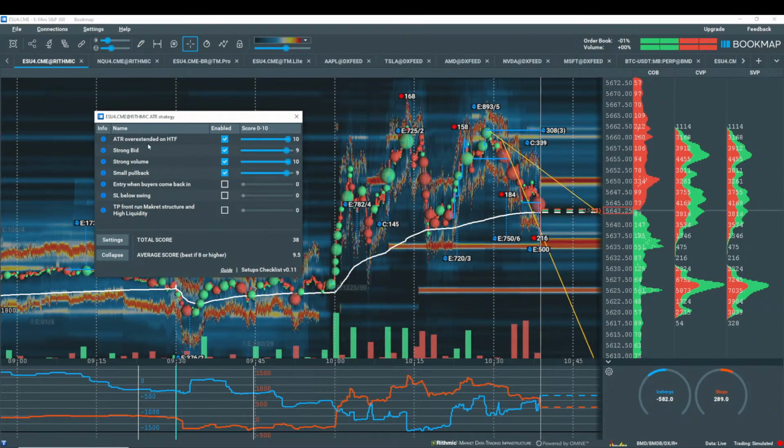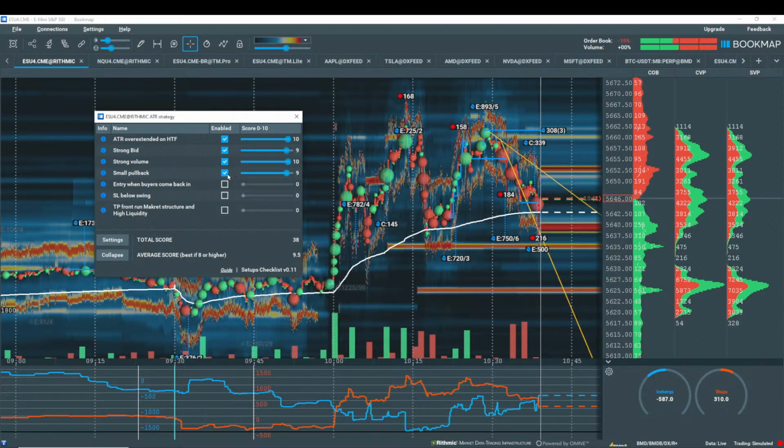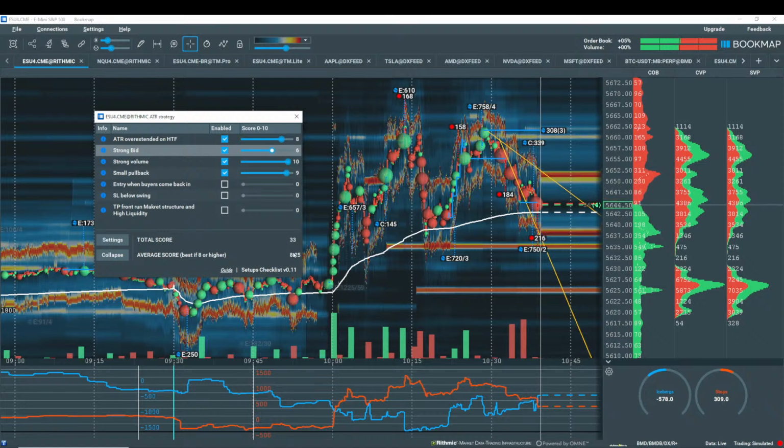We're looking for a specific move, and then we're looking for it to be maybe overextended on the higher time frame, and then we're looking for potential for a reversal. And do we have a strong bid? Do we have strong volume? Do we have a small pullback? Do we have these things that match what we're looking for? And if so, we can grade them. What is the condition? What is the context of them? And then it puts down a total here, and you're looking for an 8 or better to score your trade.